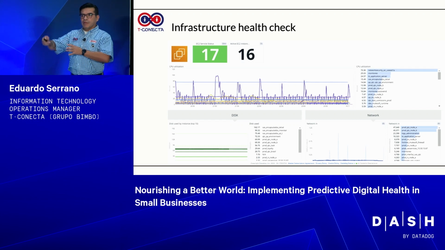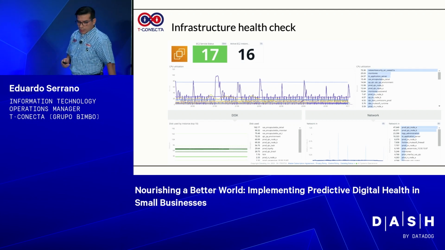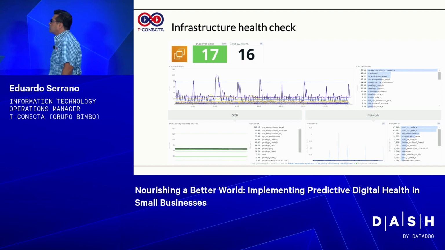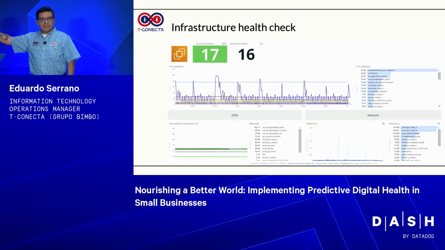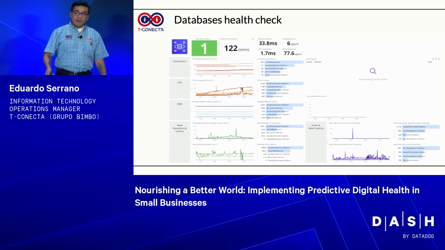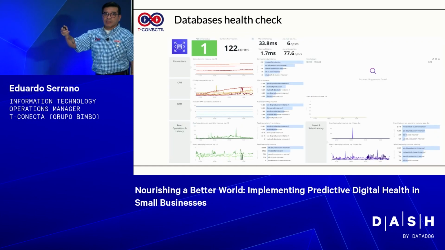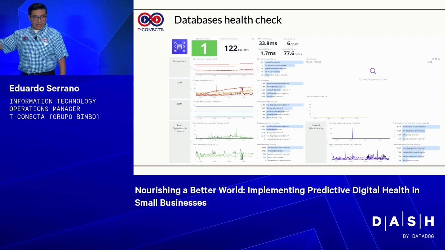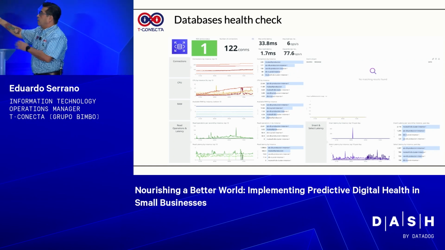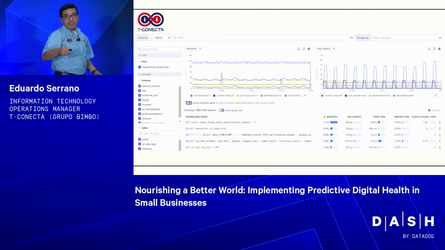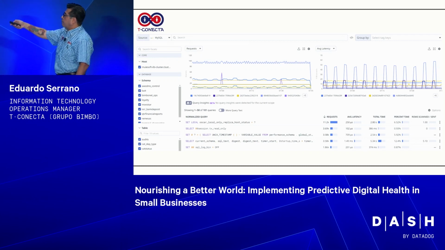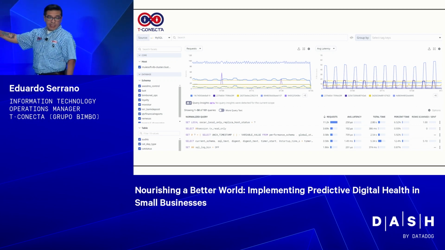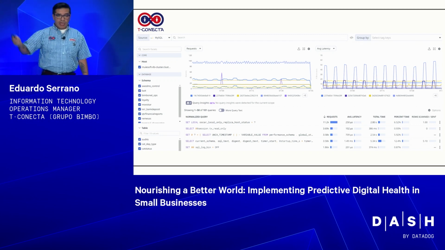So now we are making another dashboard, like an infrastructure health check. We have all the Amazon instances right here, and we can see what's happening with the CPU, the network, and the memory. We have the database health check, which is very important for us to see what is happening with the databases. And we have monitors from the infrastructure of the database, but also what happened with the queries, how many requests, how is the average latency, and all the data of the database.